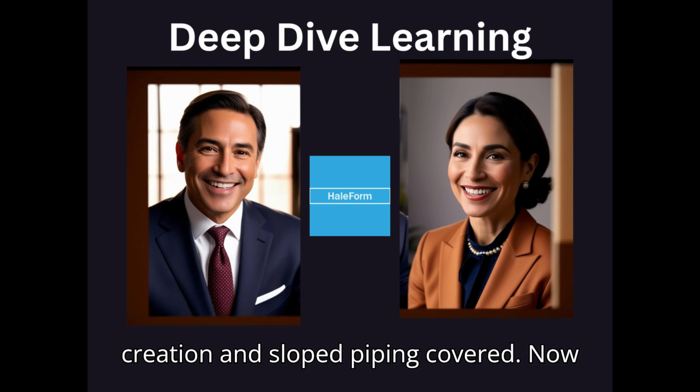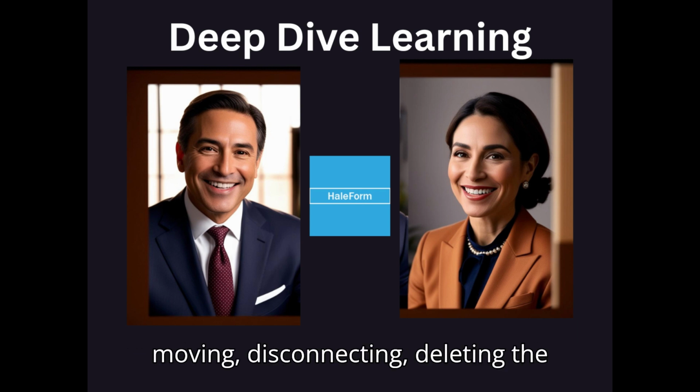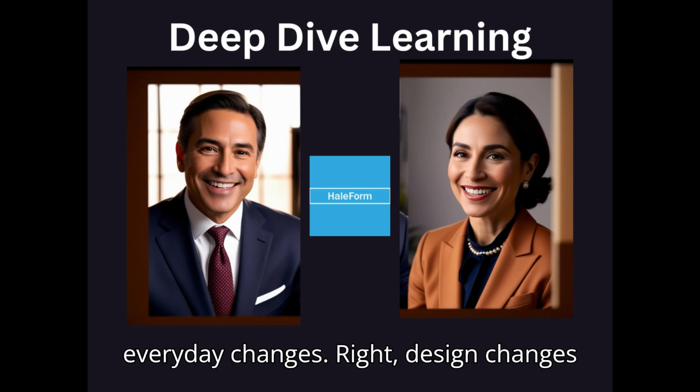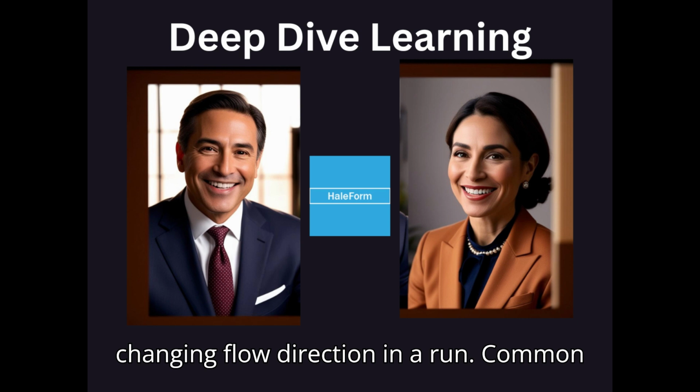Okay, creation and sloped piping covered. Now, modifying things already in the model. Moving, disconnecting, deleting, the everyday changes. Right. Design changes happen. You need to know how to modify efficiently. Let's start with changing flow direction in a run.